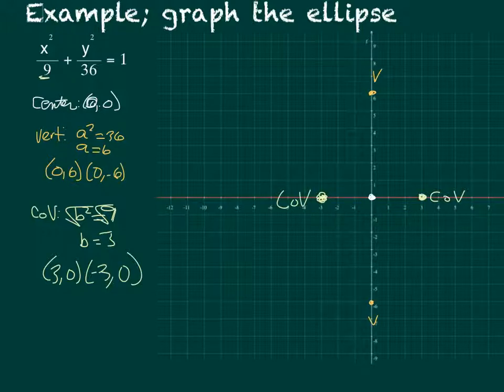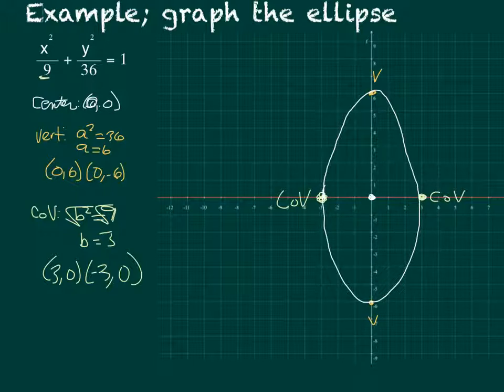All right, and then if we just connect those points right there, and that's your ellipse. And again, if you would want to do your focus points, you would have to find your C. And remember that C squared equals A squared minus B squared. And then you would find your C to be equal to 3 square roots of 3, which means we would be in here going up 3 square roots of 3 from the origin. So it would be about right here, probably, and about right here. But that's not important. You don't really need that in order to graph your ellipse.